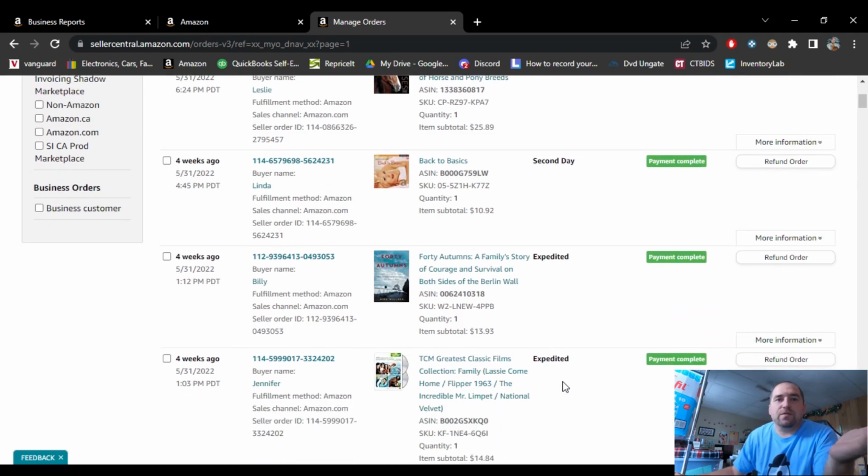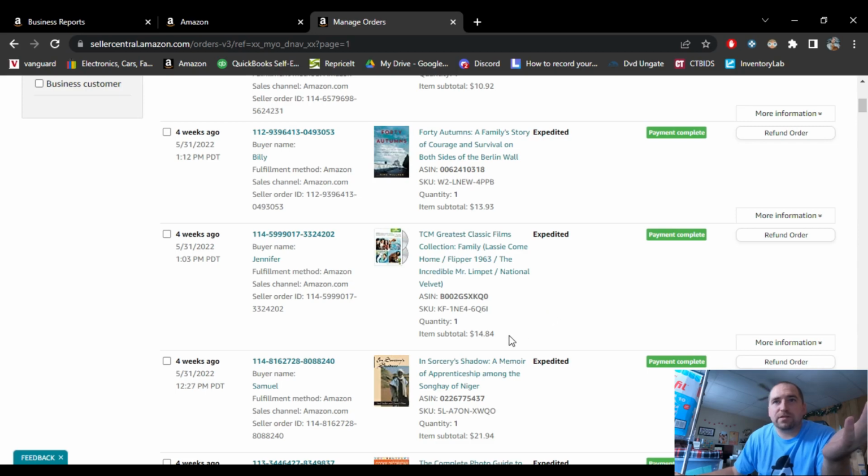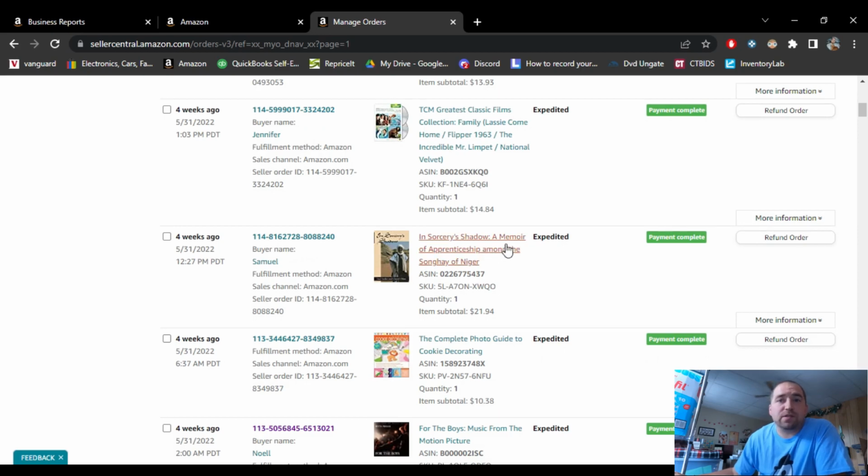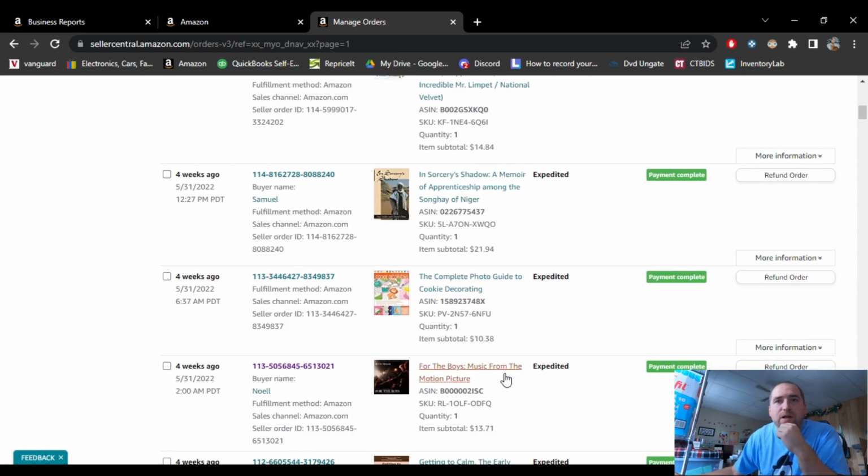Next up, we got a DVD here for $15. It's basically a little set. It's got Flipper, Lassie, just stuff like that. And we got another book here for $22, which is decent, but as you see right underneath that, we got a book that sold for $10.38. Depending on the size of the book, $10.38 can make you $4, or you could lose $1 or $2, because Amazon's fees are based off the size and the weight of some of these items. So if this is a bigger, heavier book, at $10.38 I'm probably breaking even, and I'm probably losing 75 cents. But that just comes with the game. You're going to sell some high, sell some low.